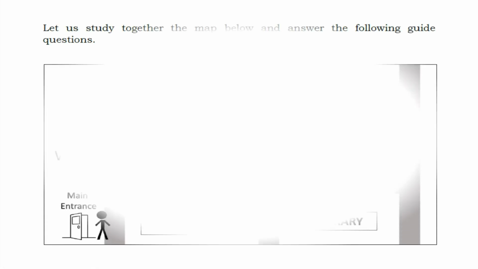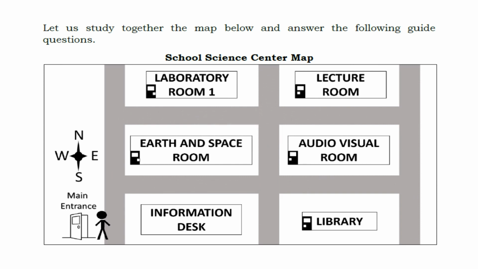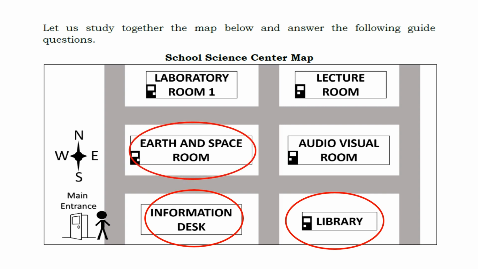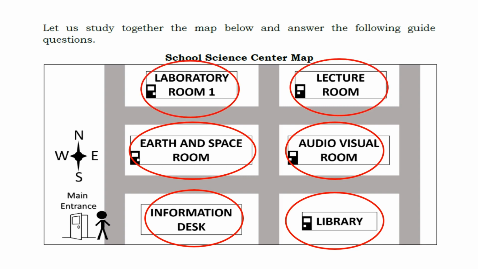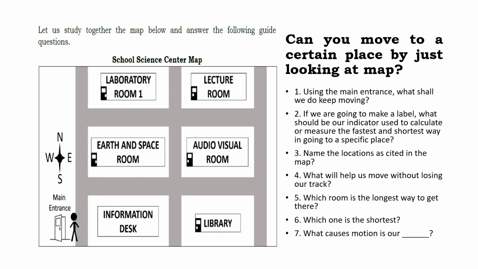Alright, what else do you see? Very good. There are different rooms to go through. Can you name all those rooms under the school science center map? Yes, we can. What are those? The information desk, the library, the earth and the space room, the audiovisual room, the laboratory room number 1, and the lecture room.